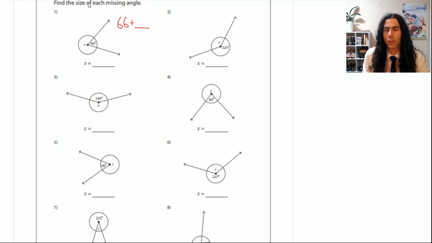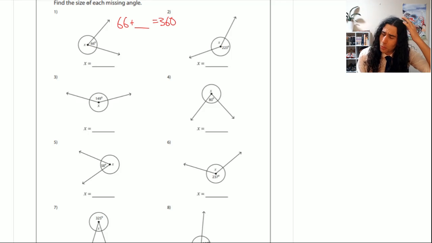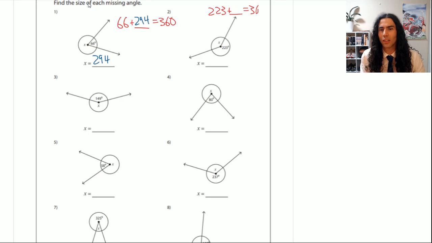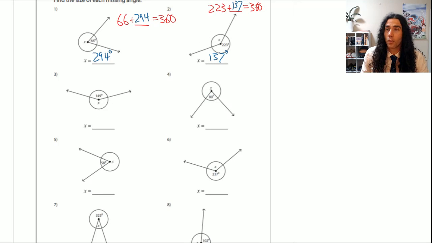So we got 66. We want to know the rest. 66 plus what gives us 360? Well, if I add 300, that'll be a little bit too much. So I need to be 6 less than 300, 294. That's how we do it. Missing number. Right? 223 plus what gives us 360? Well, I need to add at least 100. Then I add another 30, and then another 7. 137 degrees. I'll pause here and when you unpause, answers will be here ready for this page.